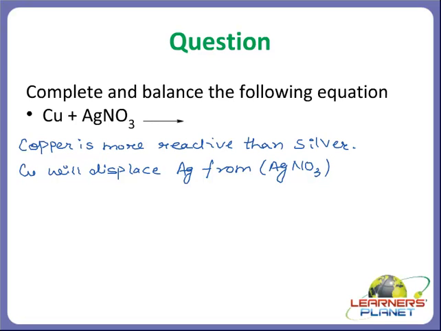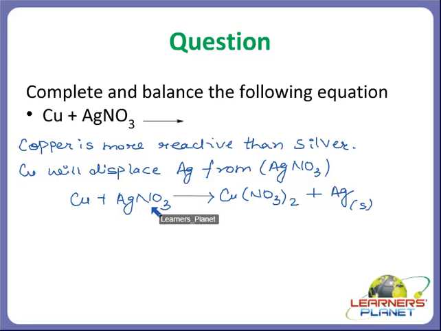Okay? So what will be the products formed? I'll write the equation here, that is Cu plus AgNO3, and it will give you what, children? It is giving us Cu(NO3)2 plus silver, right? And that is the solid.